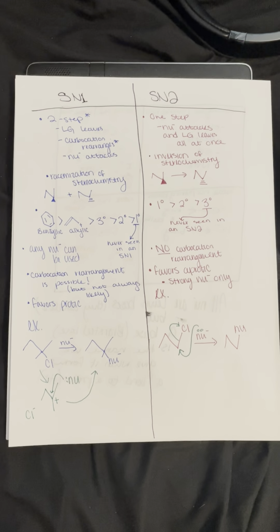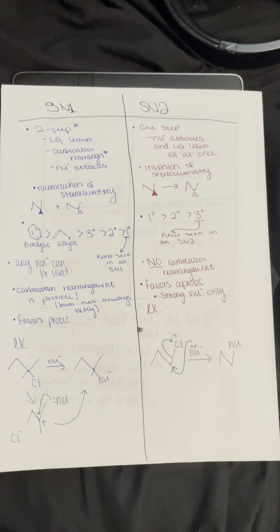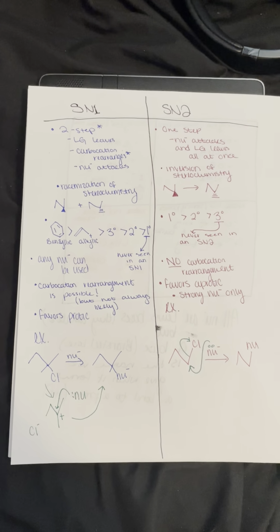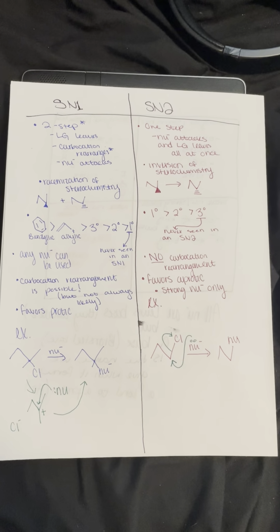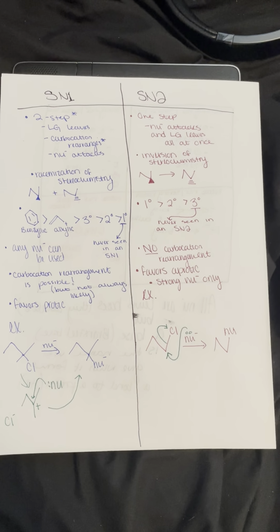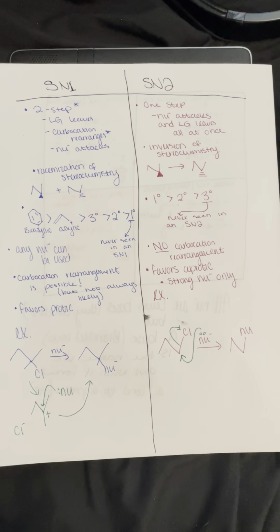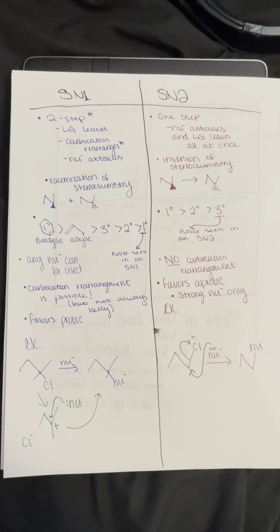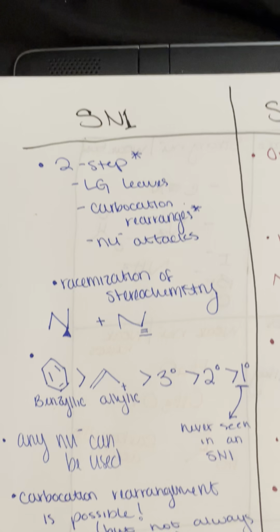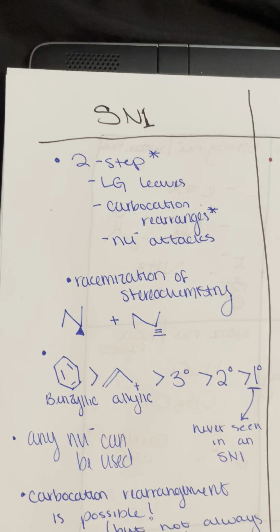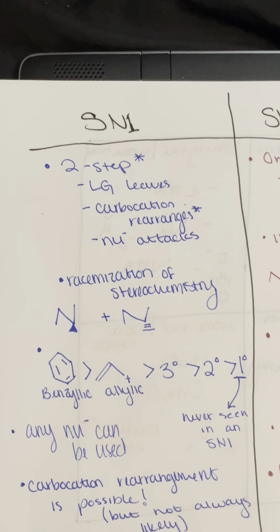Here is a chart comparing two mechanisms we're going to be looking at, SN1 and SN2. Now, an SN1 mechanism is a two-step mechanism where the leaving group leaves, that's what the LG stands for. The carbocation rearranges, remember, with the hole, and the nucleophile attacks. Now there is an asterisk by two-step because the carbocation must rearrange if necessary, which adds an extra step to the SN1 mechanism.